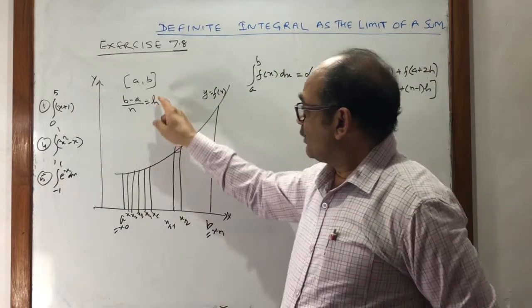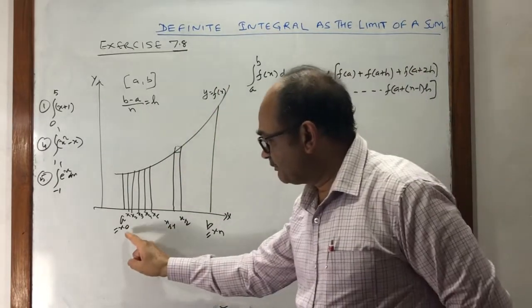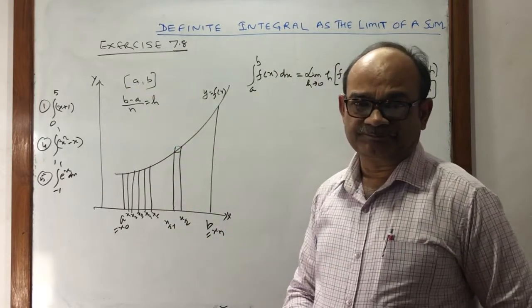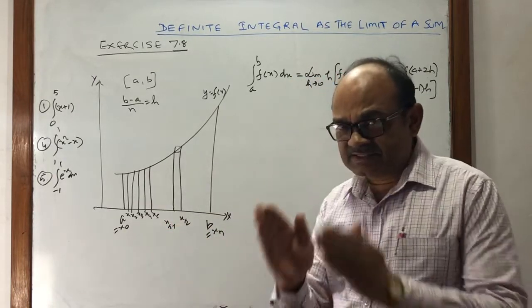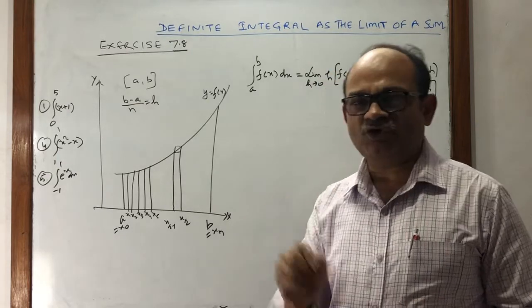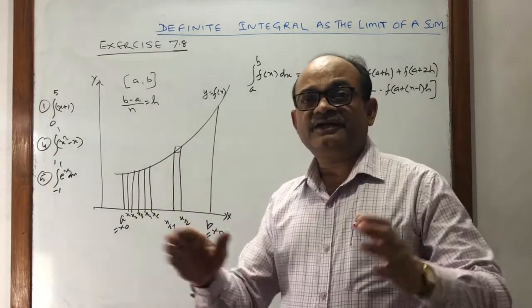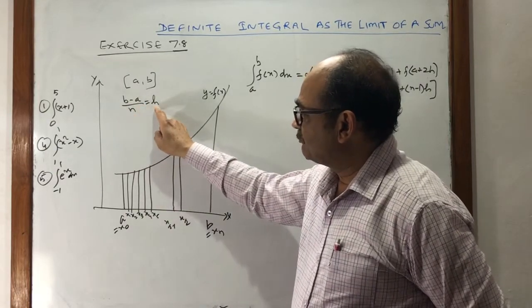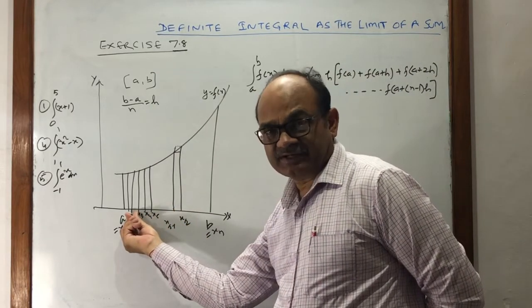First, suppose y equals to f(x) is a curve and we want to calculate the area between x equals to a to b, in this closed interval a to b. First, we divide this interval from a to b into subintervals of width h. h is a very small quantity. So suppose we divide this a to b into n different subintervals. That means (b minus a) divided by n equals to h. h is the width of each subinterval.